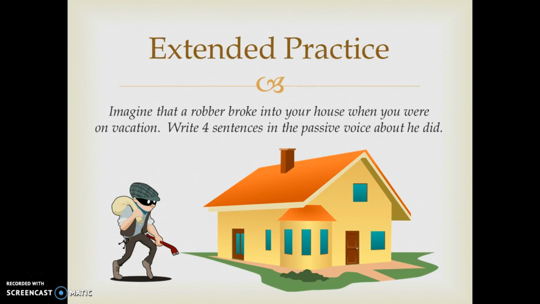All right, it's time to do some extended practice. So I'd like you to imagine that a robber broke into your house when you were on vacation. And write 4 sentences in the passive voice about what he did. Okay, remember, you could include that by phrase by a robber, but it is not necessary. So if you want to just write the things that happened, you can certainly do that, omitting by the robber.